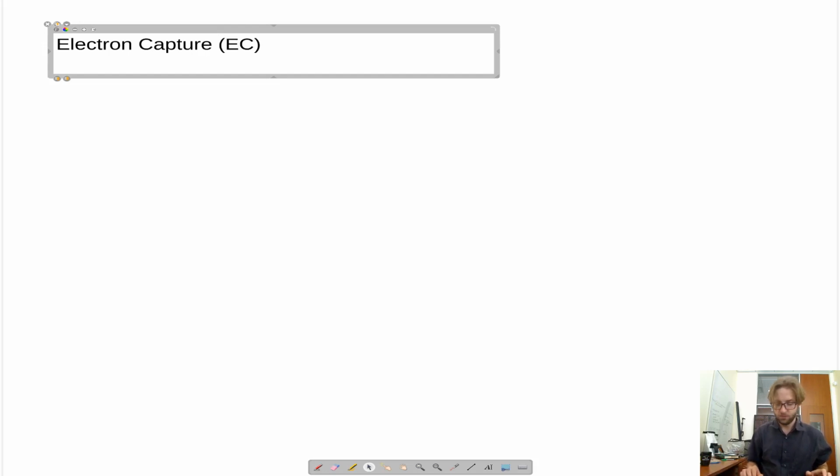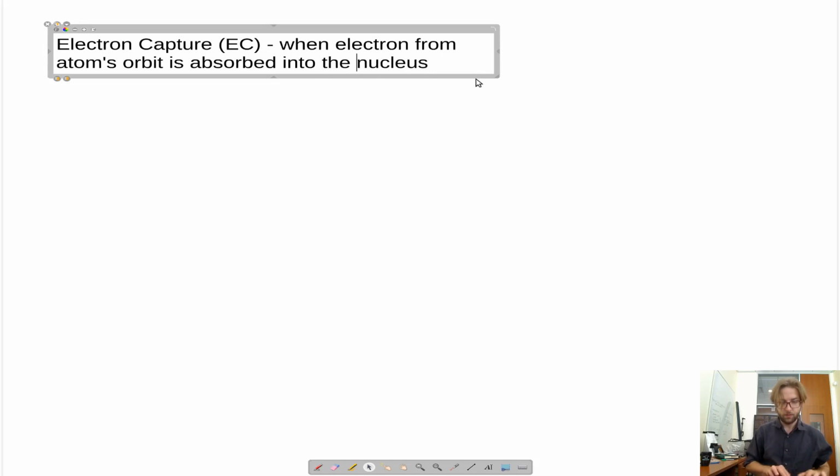So just say this is when an electron from the atom's orbit is brought into, maybe absorbed into, the nucleus.